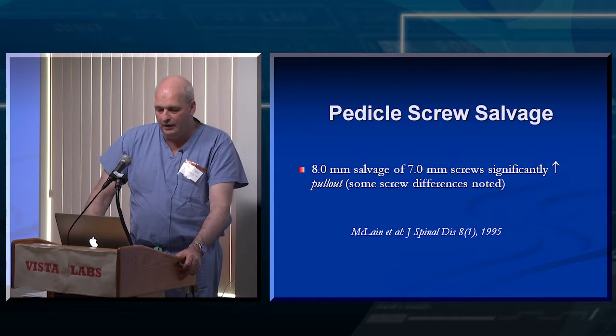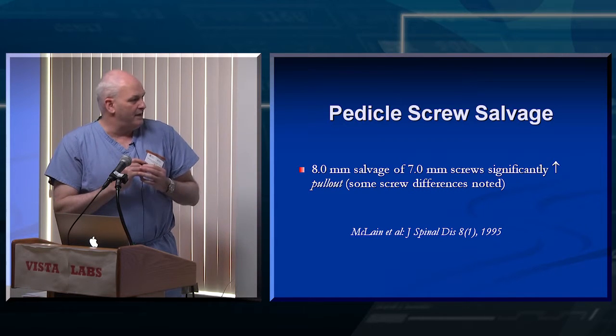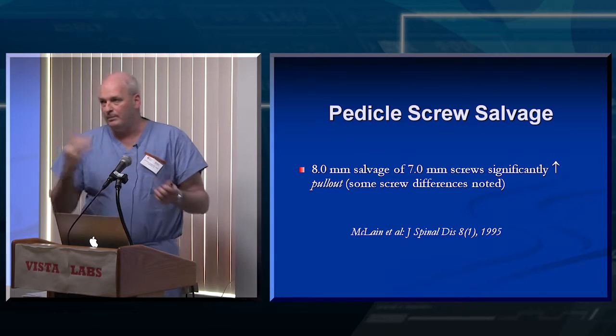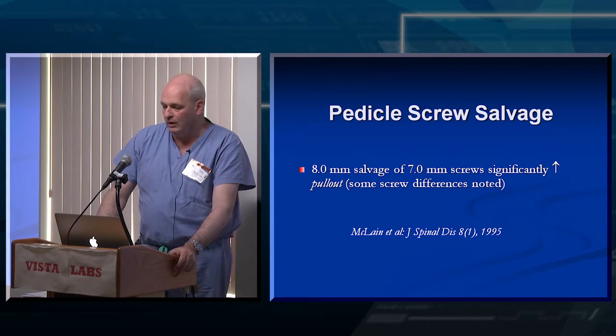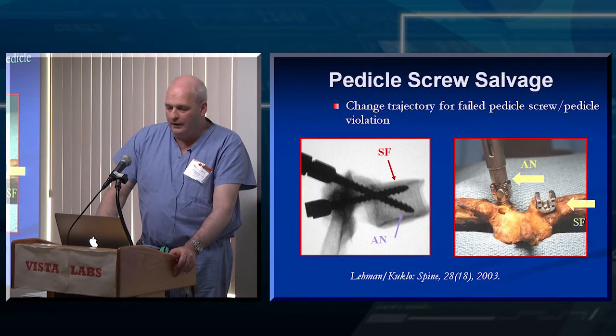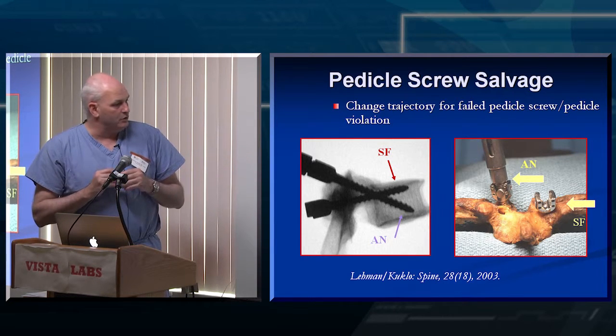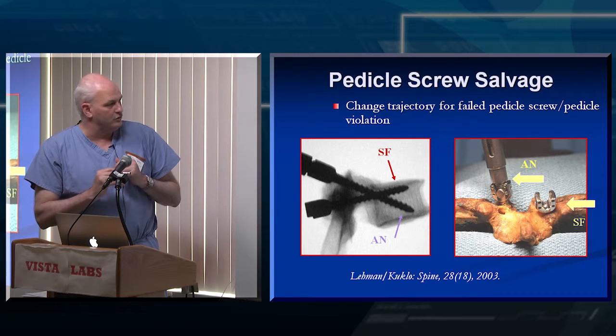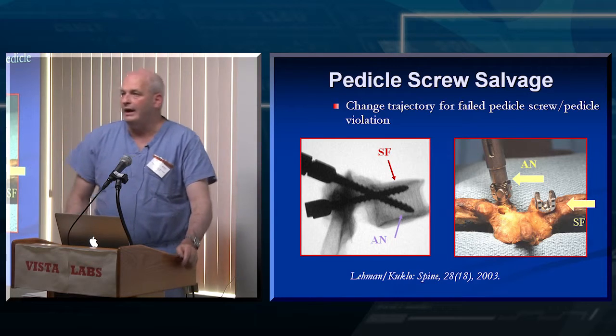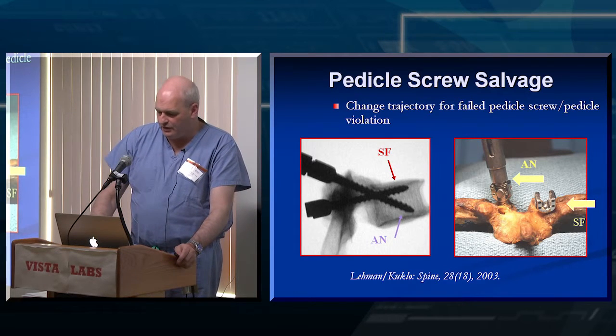This particular study here salvaged a 7.0 screw with an 8.0 screw and showed that it even further increased the pullout compared to the 7.0 screw alone. Another salvage technique is to be able to realign the screws. Most people now use what's called a straight ahead technique for the placement of a thoracic pedicle screw, which parallels the end plate. But you also can put a screw down the true chord of the pedicle as a way to be able to salvage things as well.